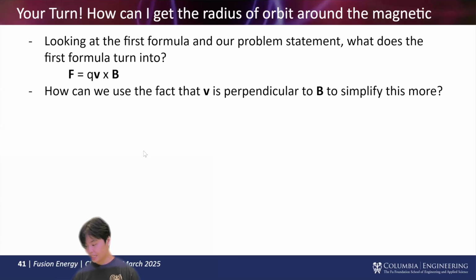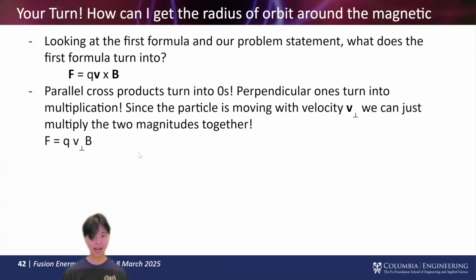We can now set, the cross product, right? Cross products are a little difficult, especially if your V is not exactly perpendicular. But because we know from the problem statement that V is perpendicular to B, for the cross product we just multiply the two together. So you get QV perp times B. It's just the magnitudes. For cross products, think about things in perpendicular directions. So now we have F equals QVB.